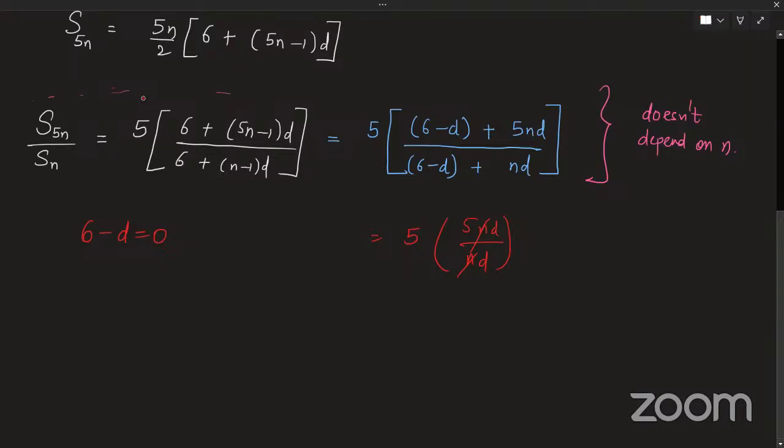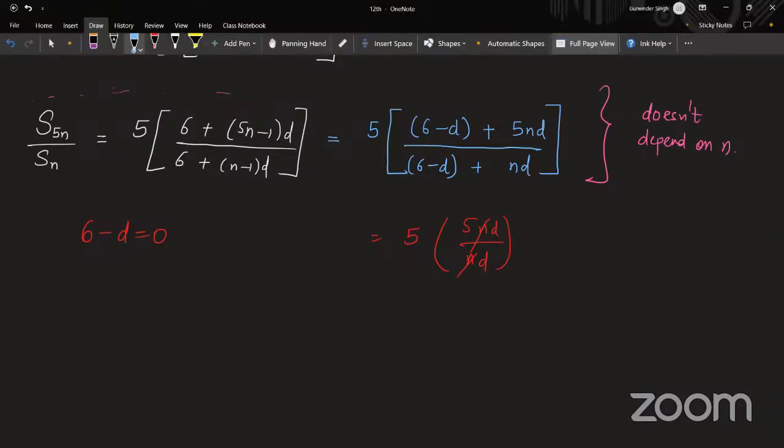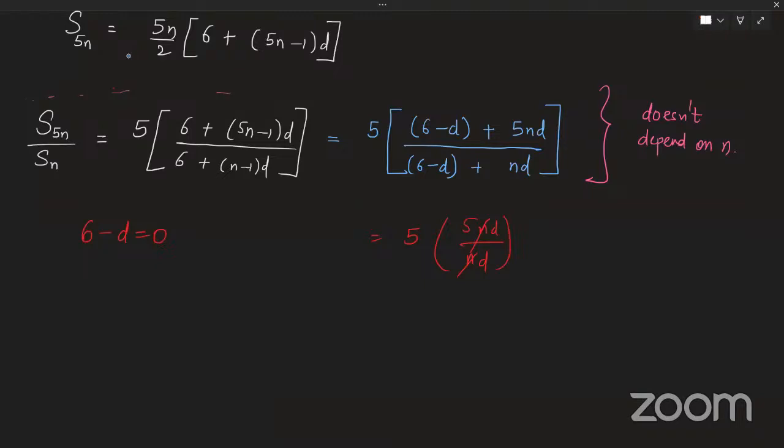There is no other way. That is the only way; only then my n and n can get cancelled out. I have to cancel out my n. So that means this is my condition: my 6 minus d is equal to 0.